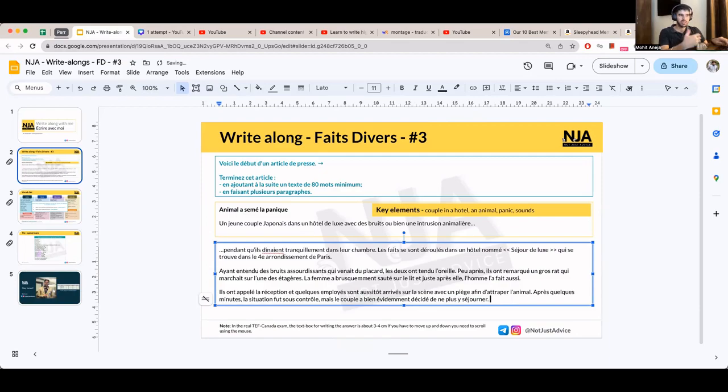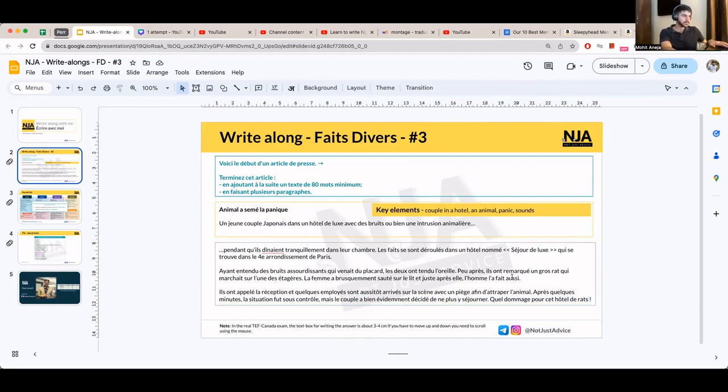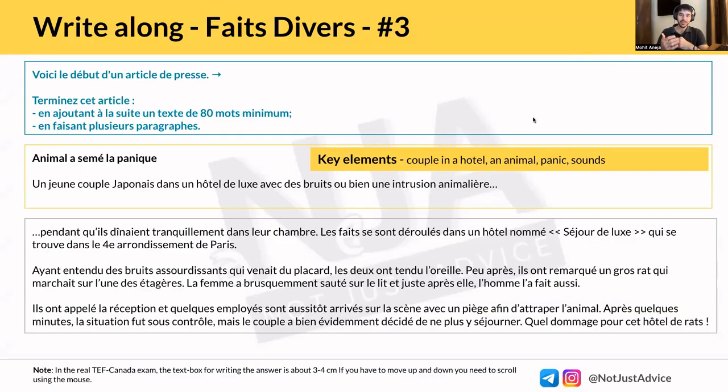Let's just, from the newspaper side, add another exclamation sentence. Quel dommage pour cet hôtel de rat. And I'll give a space and then I'll add an exclamation mark. Okay, so in French, we always have a space between the ending and the exclamation mark. So this was all about the Faits Divers.